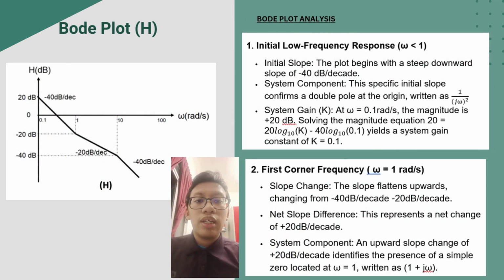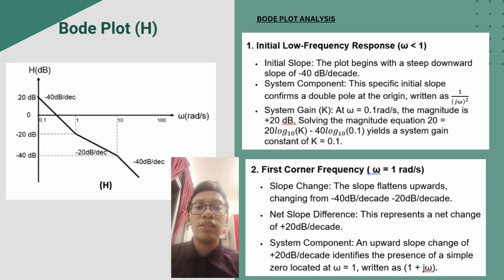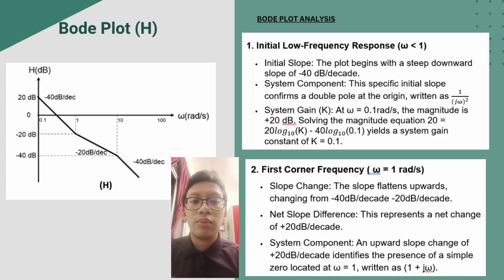Thank you, Amirul Hakim. In this slide, I will explain the analysis of the Bode plot for a transfer function and how the system transfer function can be determined from its magnitude response. First, let us observe the low frequency region where omega is less than 1 radian per second. The plot starts with a slope of negative 40 decibel per decade. In Bode plot analysis, a slope of minus 40 dB per decade indicates the presence of two poles at the origin, which is known as a double pole. Therefore, we can identify the term in the denominator of the transfer function.